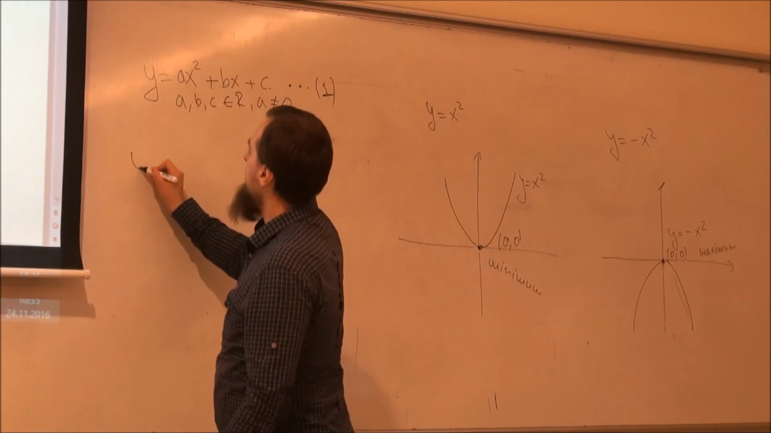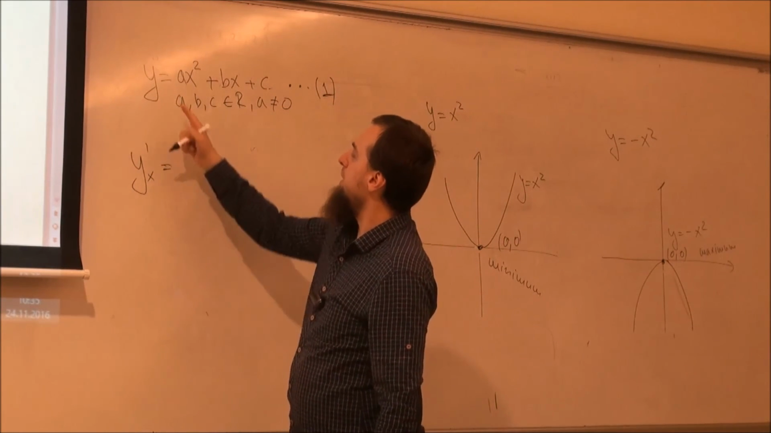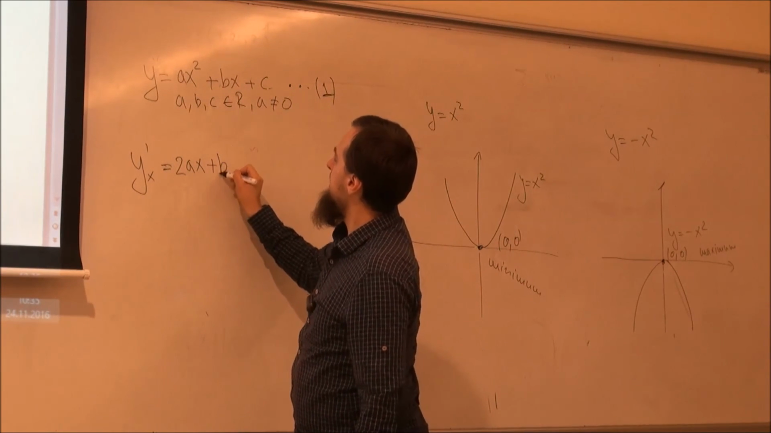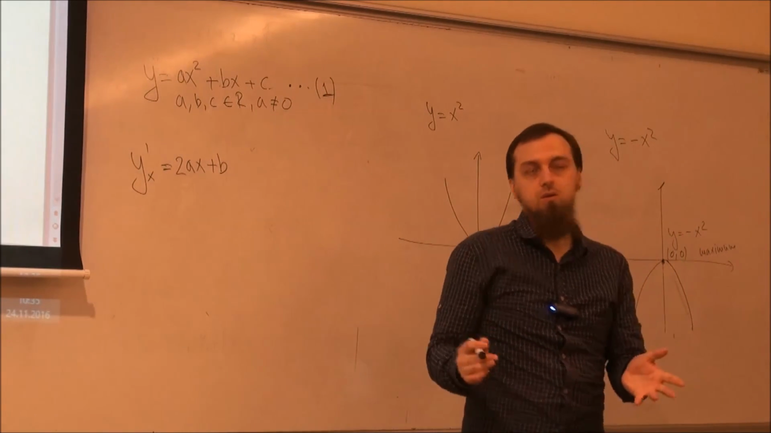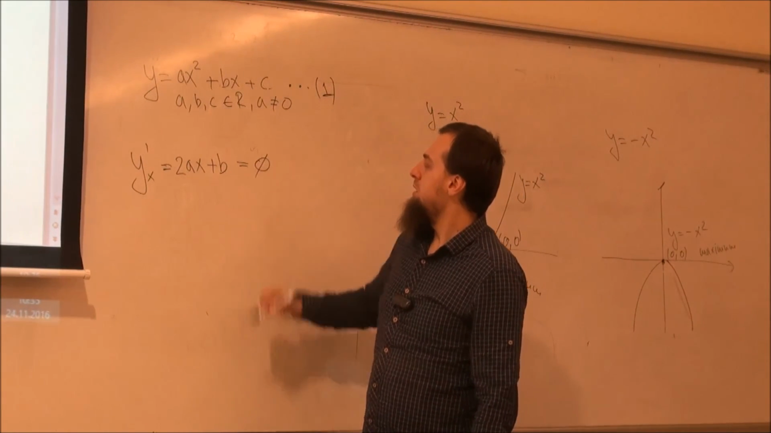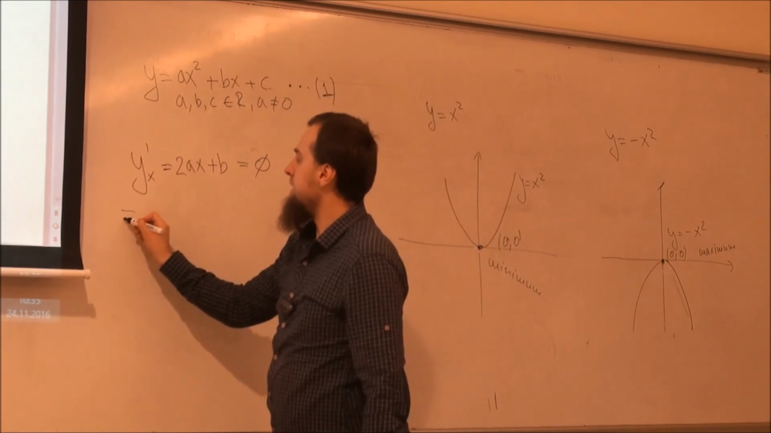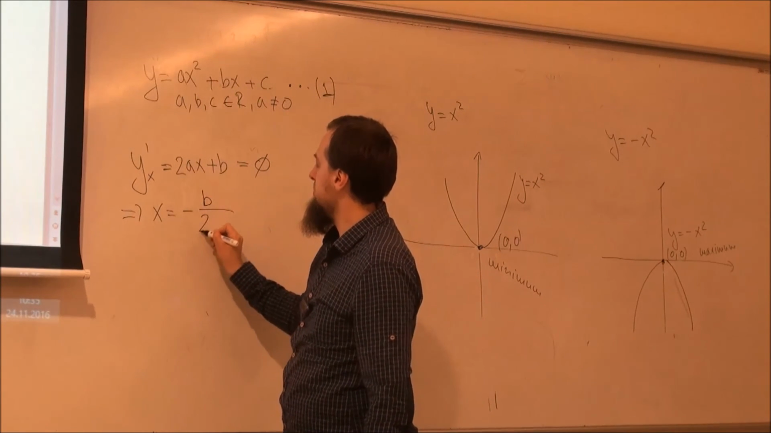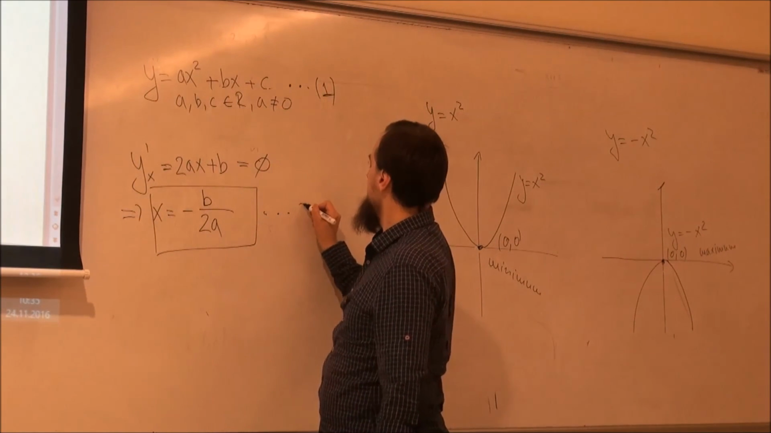Exactly. So we're going to take the derivative with respect to x, and the derivative of y is going to be 2ax plus b, and the derivative of a constant is 0. So I'm taking it with respect to x. And I should make it equal to 0. So what's the value of x? x is equal to minus b over 2a. Okay. So this is our second formula.